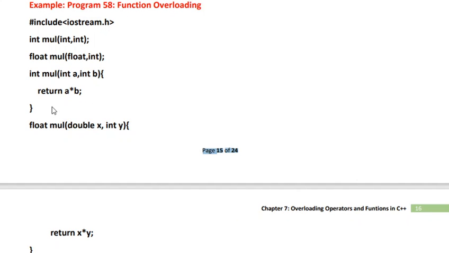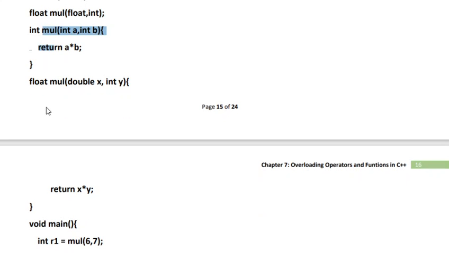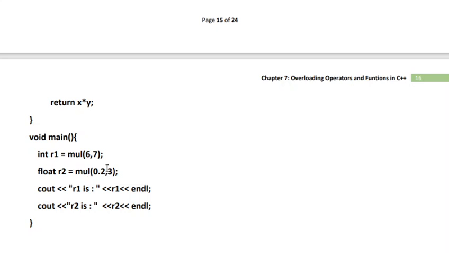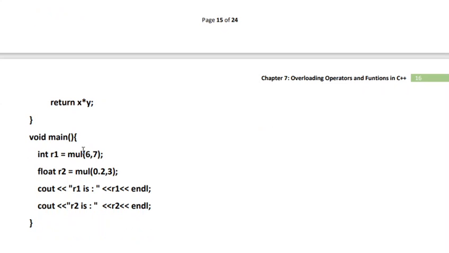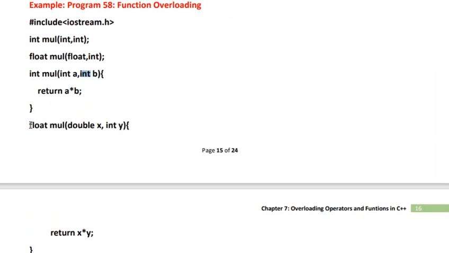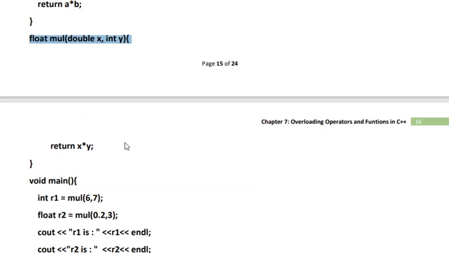Here is another example of function overloading. We have a function that's capable of multiplying two numbers, defined in different manners. Here you see I have multiply(6, 7), so it will call the function that's capable of taking two integer values a and b. And here it is multiply(0.2, 3), so it will call this particular instance of the function.